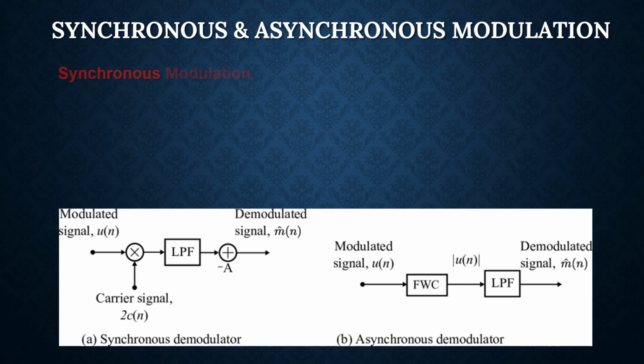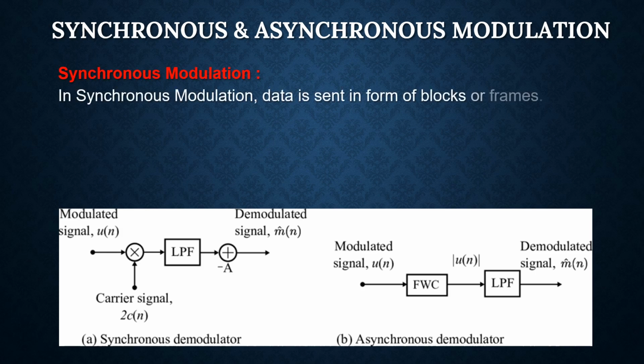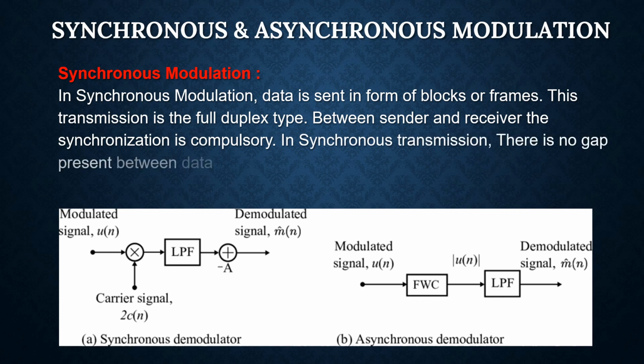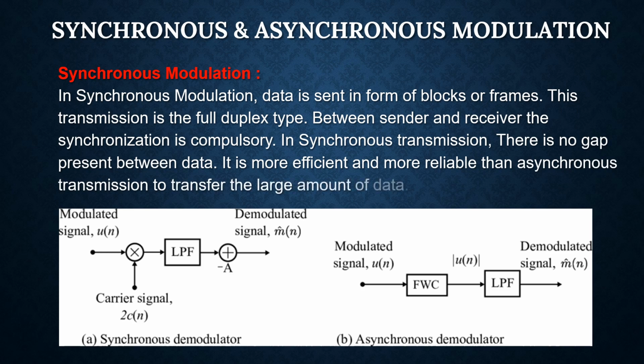Synchronous modulation. In synchronous modulation, data is sent in form of blocks or frames. This transmission is the duplex type. Between sender and receiver, the synchronization is compulsory. In synchronous transmission, there is no gap present between data. It is more efficient and more reliable than asynchronous transmission to transfer a large amount of data. Kindly refer to the diagram for better explanation.